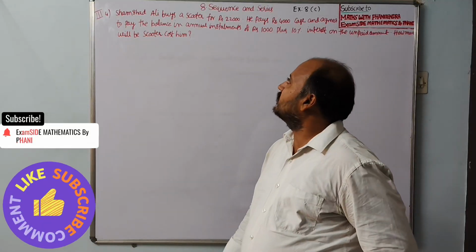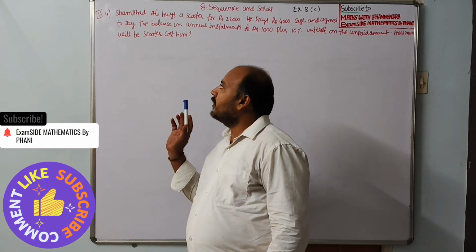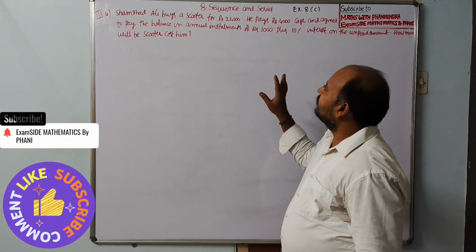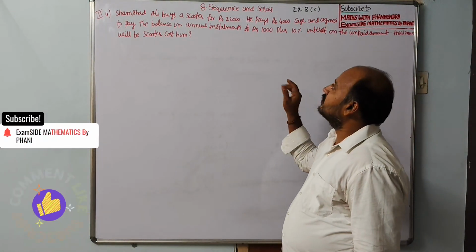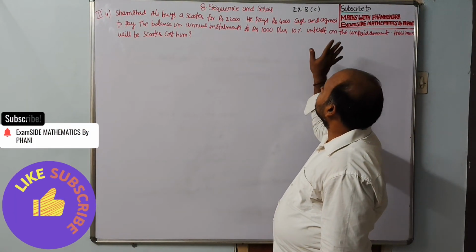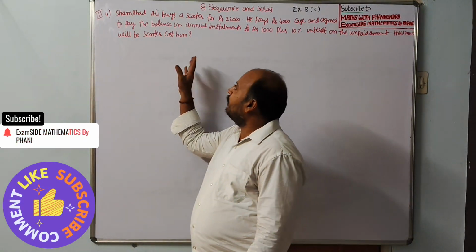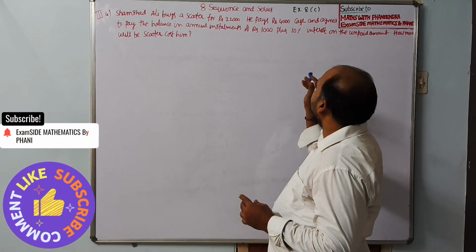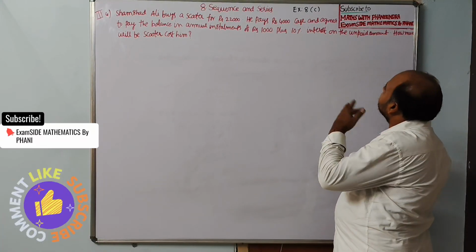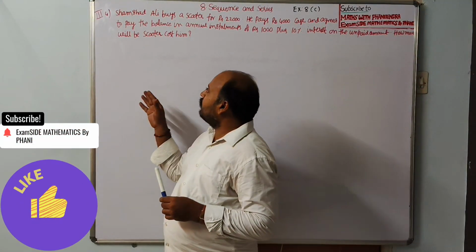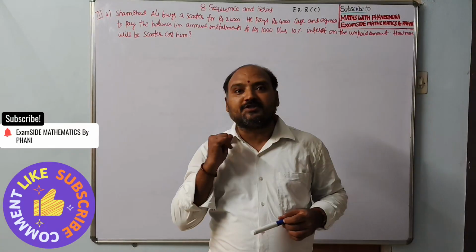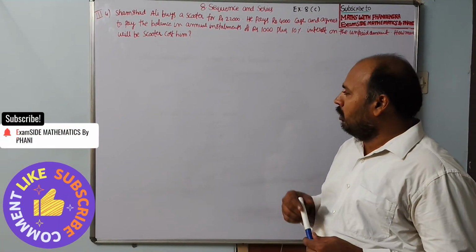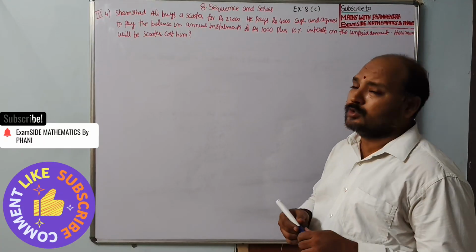Here the question is sequence and series. We are in the third week, question number 4. Shamshad Ali buys a scooter for 20,000. He pays 4,000 cash and agrees to pay the balance in annual installments. Rupees 1,000 plus 10% interest on unpaid amount. How much will the scooter cost? So first, how much cost did he buy that scooter for?